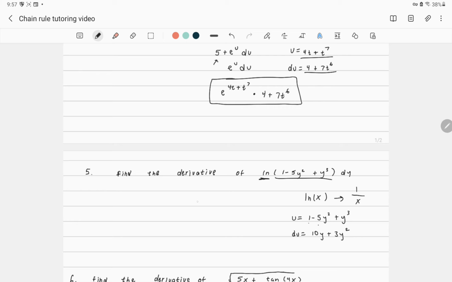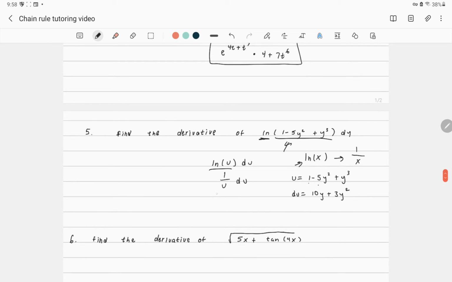And then you plug in u where that is, it becomes ln u du. So we just said that natural log becomes 1 over x when you find the derivative. So 1 over u du is your answer in the temporary variable form. And then that, after you plug it in, becomes your final answer.